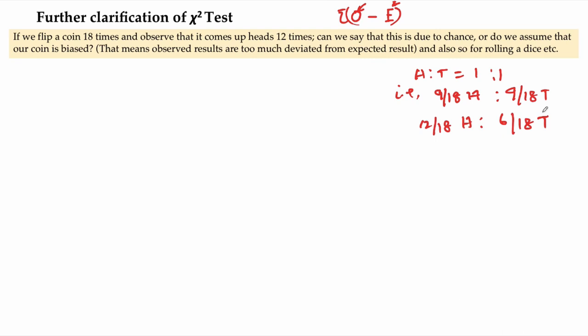For this kind of example, head to tail is supposed to be 1:1, correct? 1/2 to 1/2, so 1:1. If you are tossing a coin 6 times, 3 times it's supposed to be head, 3 times tail. Similarly for 18 tosses, you're supposed to get 9/18 heads and 9/18 tails. Half. Any doubt in this? But we got 12 heads out of 18 and 6 tails out of 18. Clear? Similarly it is applicable for dice also.